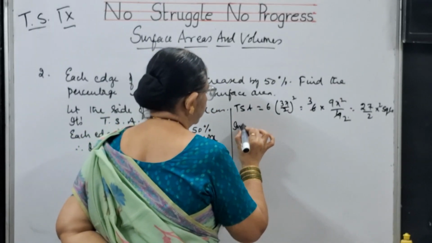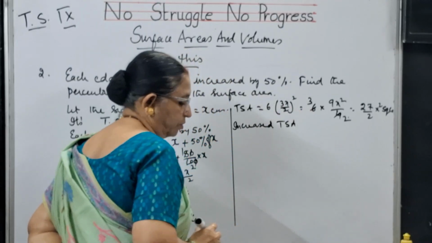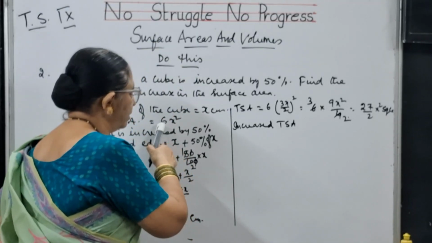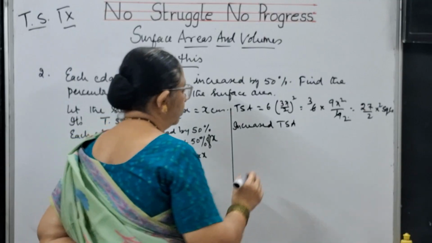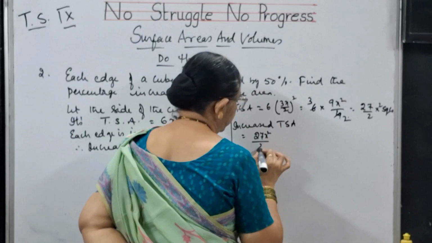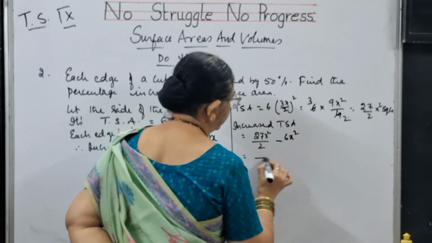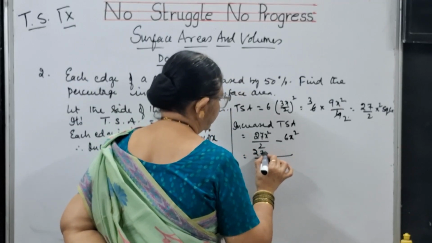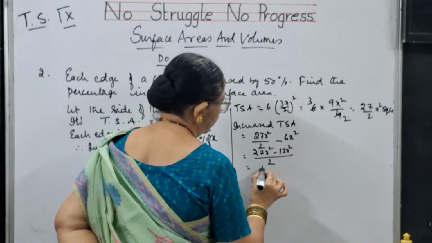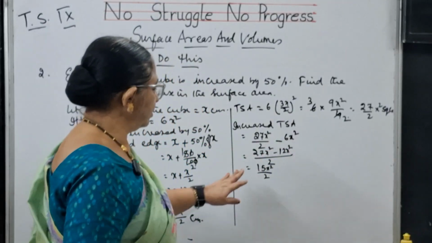Now, what is the increased TSA? How much is increased? So, the original one is 6x square. For this, the area is increased, so the bigger value is this. So, 27x square by 2 minus 6x square. So, how will you calculate here, children? 27x square minus 2 sixes are 12x square. So how much are you getting, children? 15x square by 2 is the increased TSA.